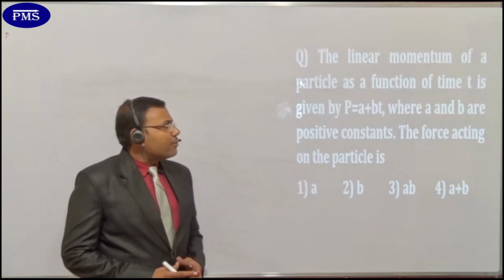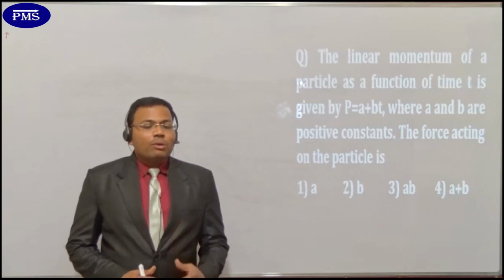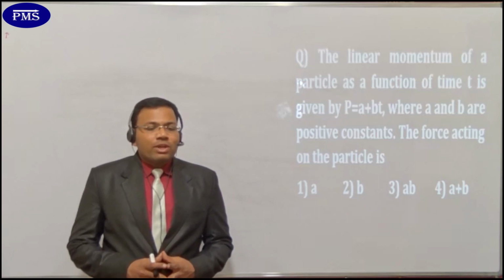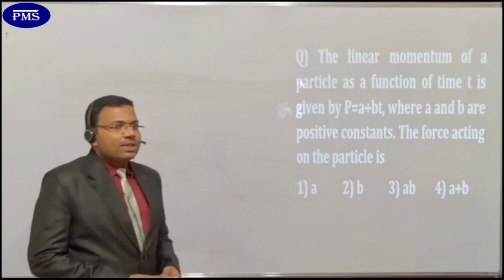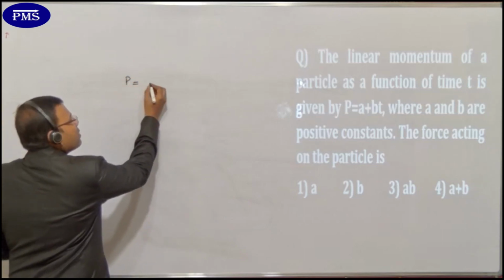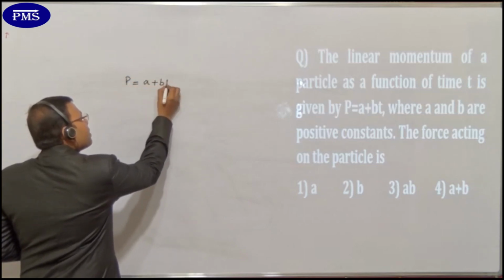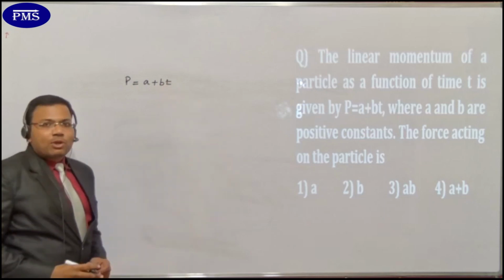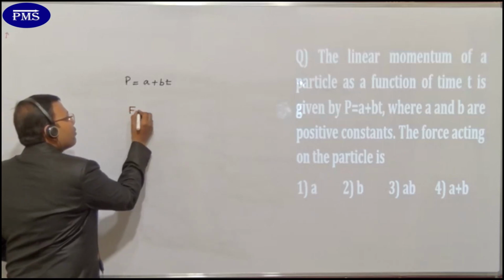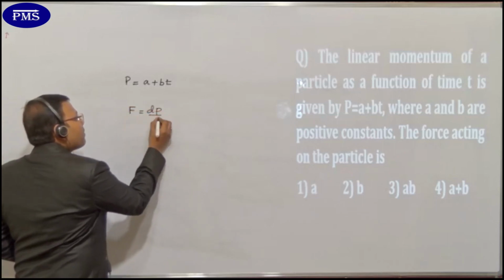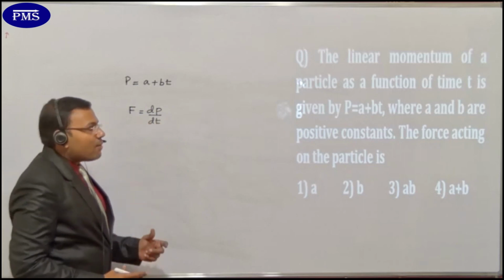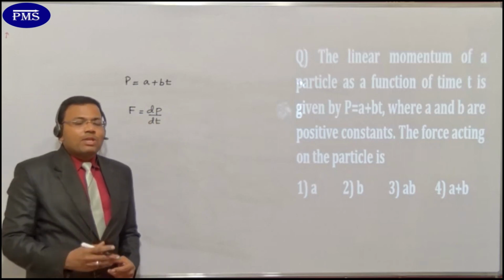It's very simple if you remember the definition of Newton's second law of motion. Newton's second law says F is equal to dp by dt. So I apply the same concept. P is equal to A plus BT as per the question. Now we need to calculate the force acting. Force is equal to dp by dt, that means we have to differentiate P with respect to time.